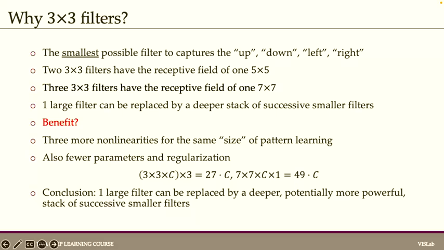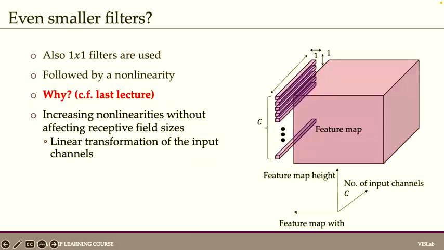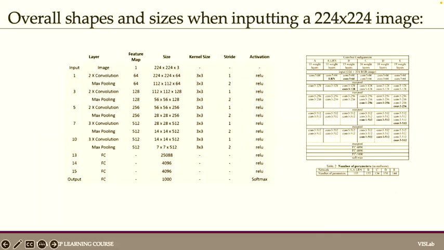It doesn't stop with 3 by 3. VGG was also one of the first neural networks to use these 1-by-1 convolutions, which we talked about last time, which simply mix the features within each location. You do this at every feature map location, simply sliding it across. The resulting output shapes and sizes are given here.